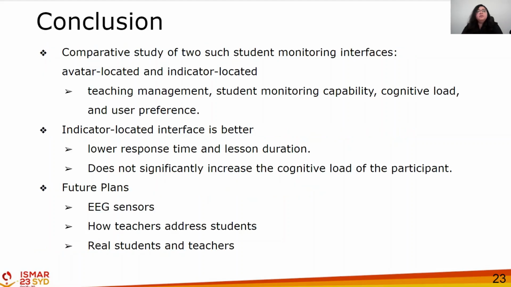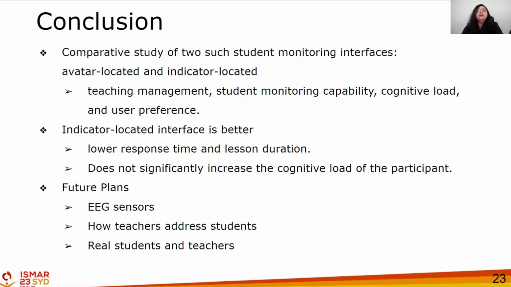In this paper, we presented a comparative study of two such student monitoring interfaces, avatar located and indicator located. We did a detailed user experiment to compare the two interfaces. Our results showed that the indicator located interface is better since it made it easy to monitor students, as indicated by lower response time and lesson duration. Additionally, this interface did not significantly increase the cognitive load of the participants.